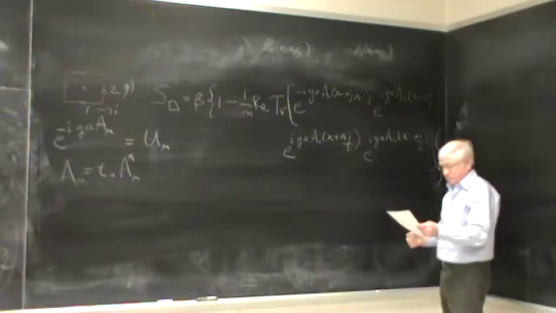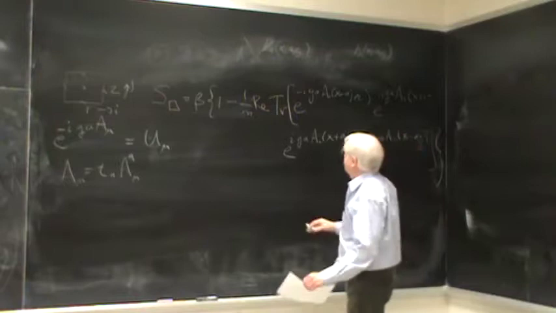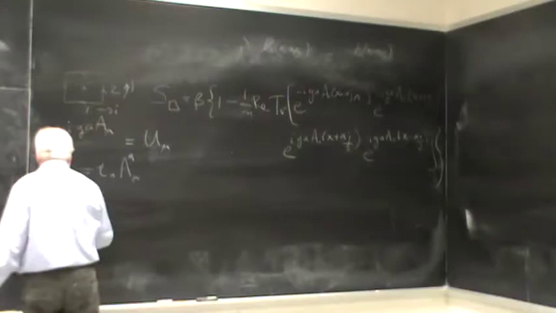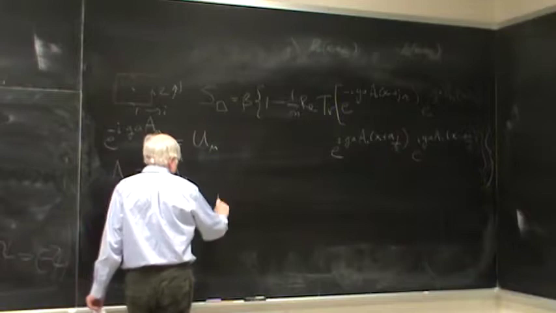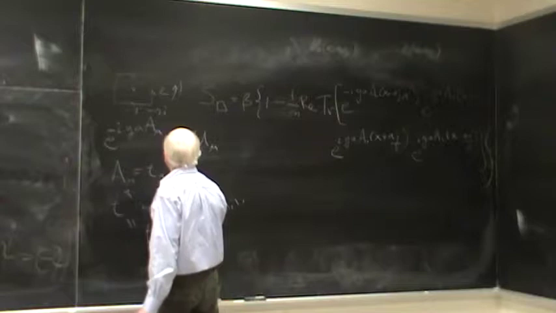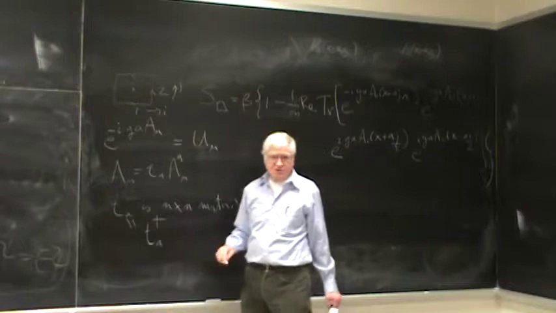action. N is the dimension of the representation. So these T_a's, each T_a is an N by N matrix. And of course, it's equal to, I call it, T_a dagger, the Hermitian conjugate.